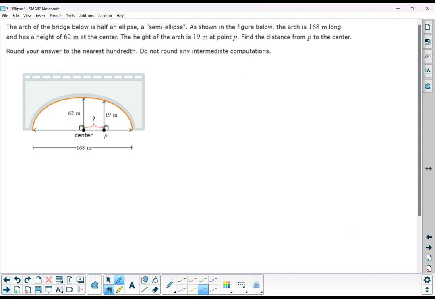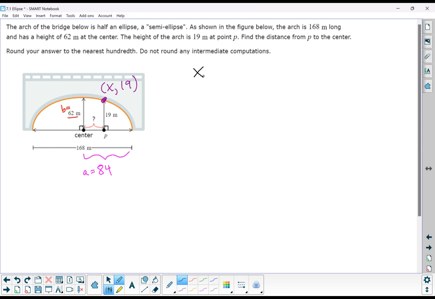There's other variations. You are sometimes going to calculate the x value as well. So on this one, we can see that our major axis is 84. Our minor axis is 62. So that's our b value. This is a. And then if we think about this point right here, we don't know its x coordinate, but we know its y coordinate is 19. So we're going to use 19 for y.